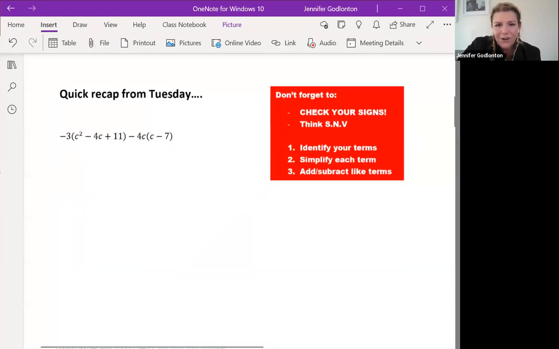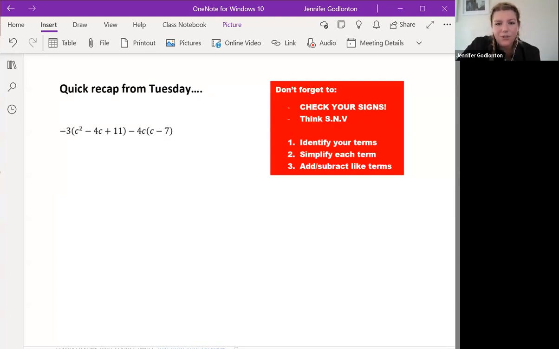So first thing we are going to do is a quick recap from Tuesday. I'm going to leave you completely alone with this one because this is all the work we did on Tuesday, but I have written you some helpful hints on the side. Don't forget to check your signs. Think SNV: S stands for signs, N stands for numbers, V stands for variables. Make sure you think of all three of those letters when you do your multiplication. And then your three important steps: identify your terms, simplify each term, add and subtract like terms.